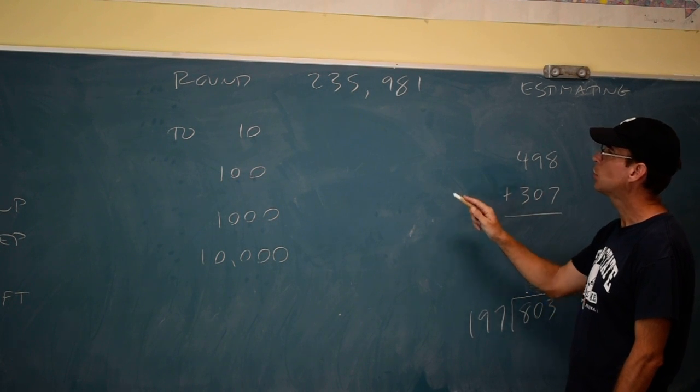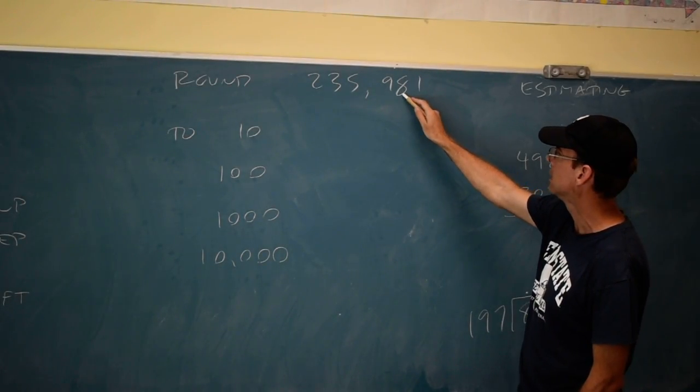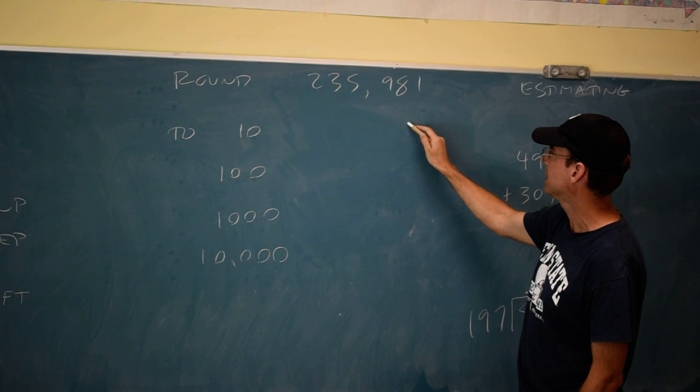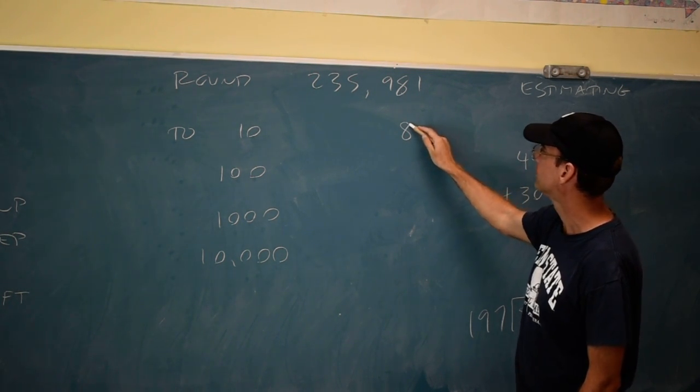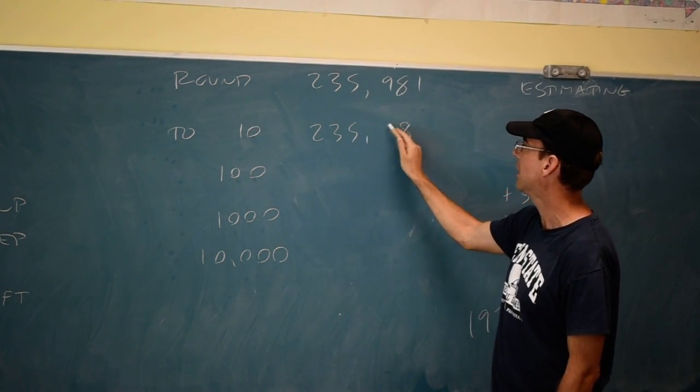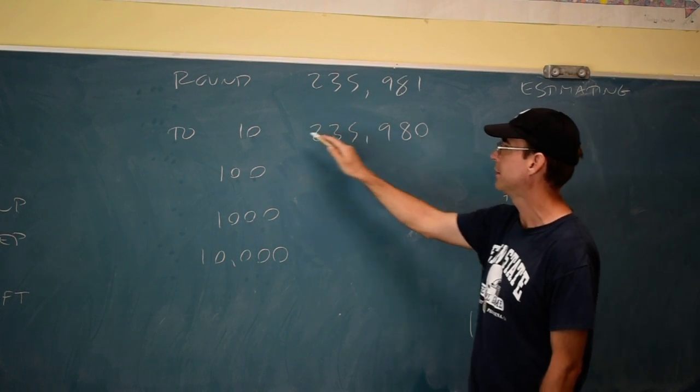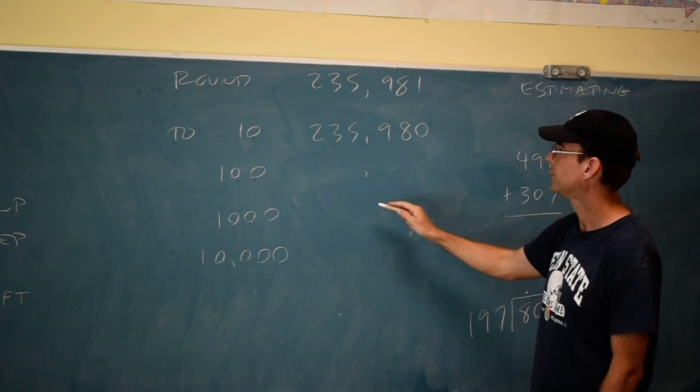To the tens place is the 8. 1 is not enough to change that, so leave the 8. And we keep all the stuff to the left and 1 0 at the end because 10 had a 0.